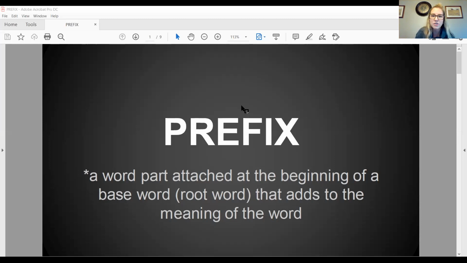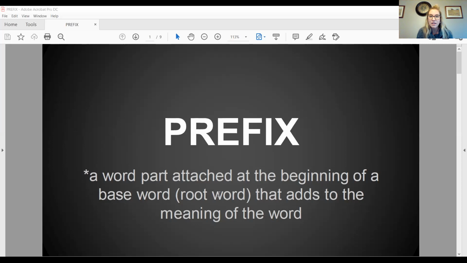So if you take a look at my screen right here, it says a prefix is a word part attached at the beginning of a base word or root word that adds to the meaning of the word. And we've talked about prefixes before. Today we're going to talk about the prefix over, but we worked a lot with re, un, and pre while we were in school. So like a pre-test is a test you take before. If you have to retake something, you have to take it again.